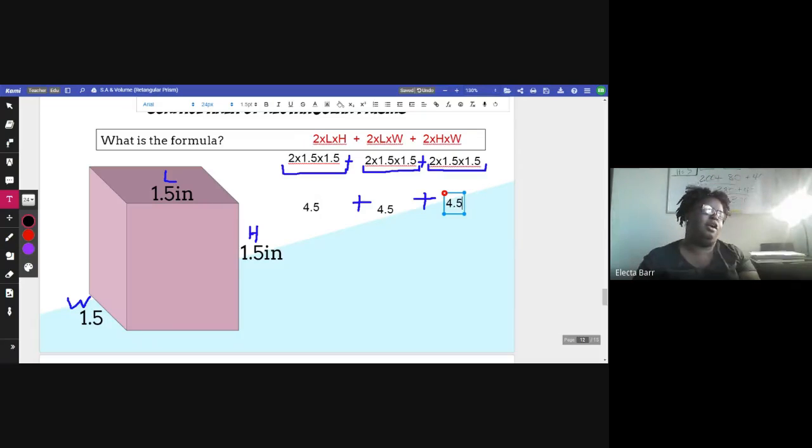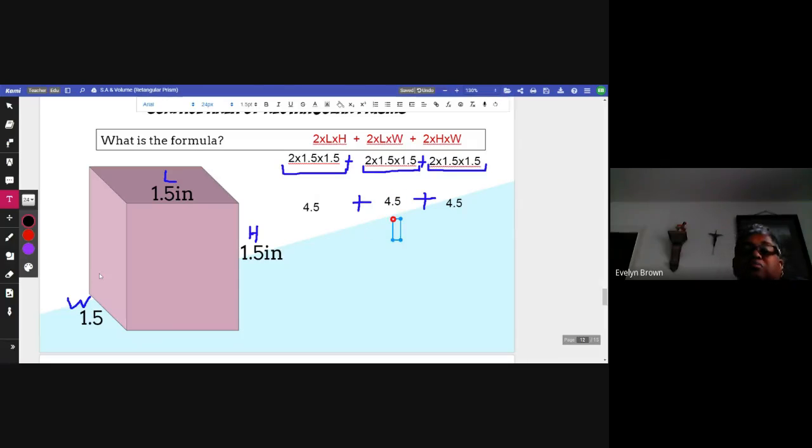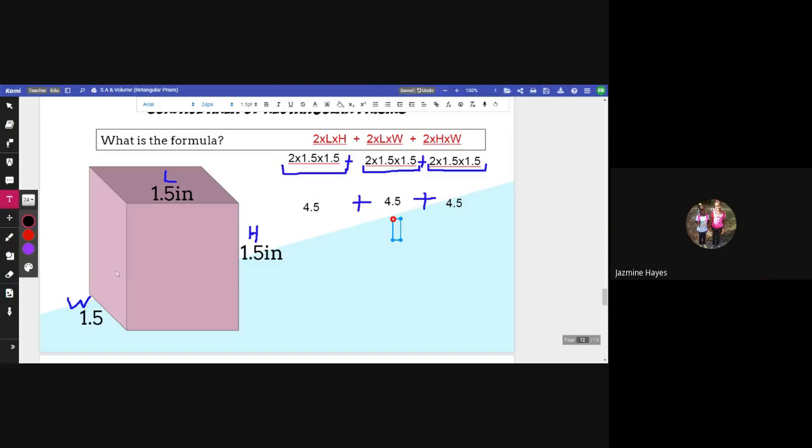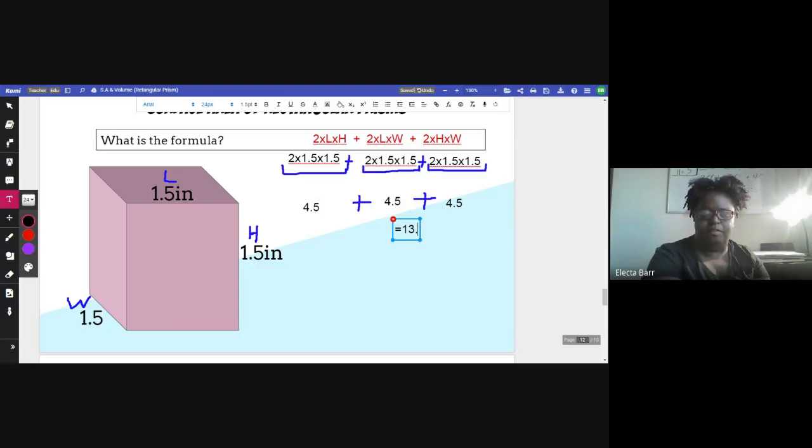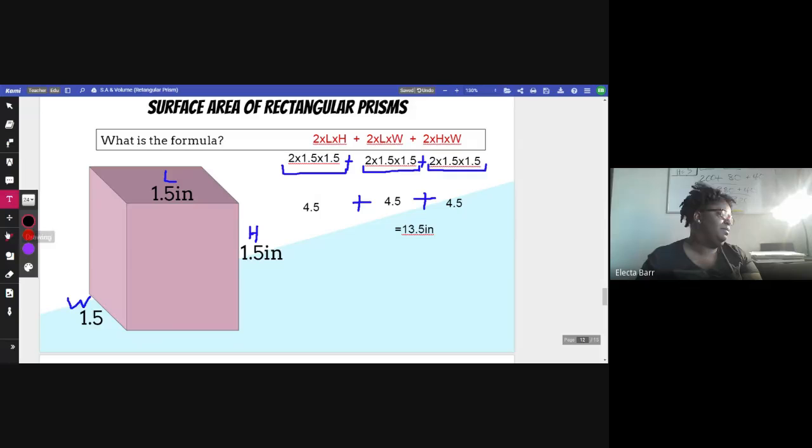Dallas or Evelyn, tell me what you get. I got 13.5 inches squared. 13.5 inches squared. Yes. Good job.